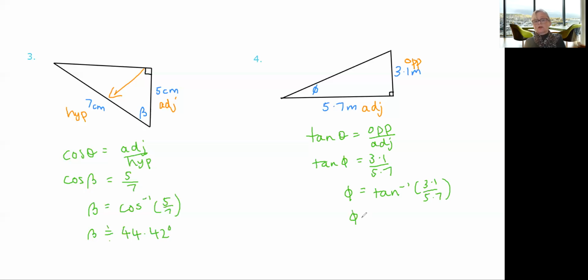Now, because this is our last one for this video, I'll talk you through the calculator part of that. Make sure your calculator is in degrees for starters. Then you're going to find your tan button. You're going to do second function tan, and then probably a bracket will come up. So then you're going to do 3.1 divided by 5.7, and you're going to close brackets, and then you're going to press enter. And that's going to come out to be 28.54 to 2 decimal places.